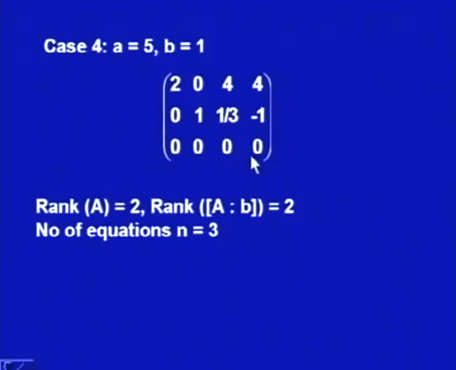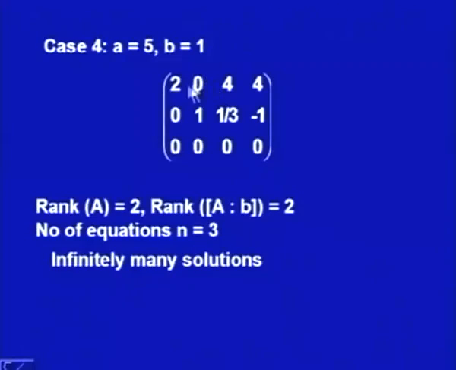It will have a solution, but since the number of equations is 3 and the rank of A is less than 3, a unique solution is not possible, and in fact this system will have infinitely many solutions. So nullity is 1 here, and rank is equal to 2. So solutions are possible, and you can assign an arbitrary value to the third variable, and the third equation will still be satisfied.